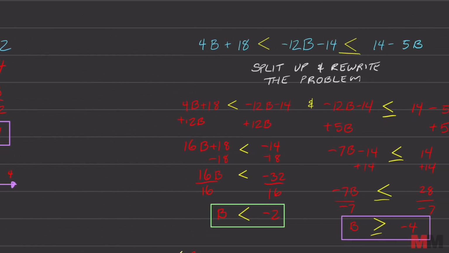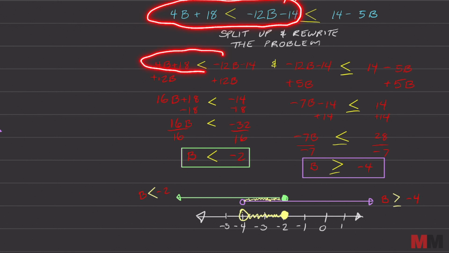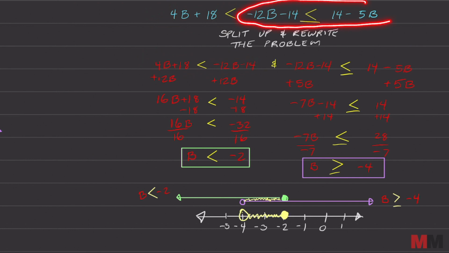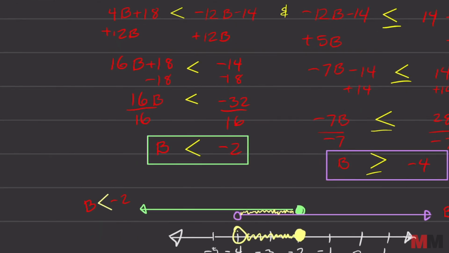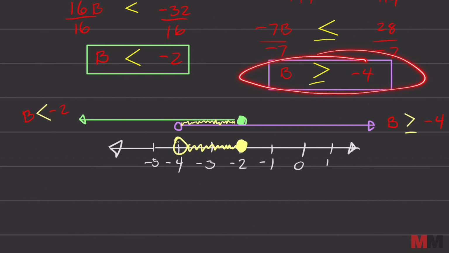Looking at the other question, if you got a compound inequality with 2 inequalities like that, you're going to have to write 2 equations. One of them is this, which I wrote right here. And the other equation will be this part. From there, all you got to do is solve each one, and B is less than negative 2, and B is greater than or equal to negative 4.